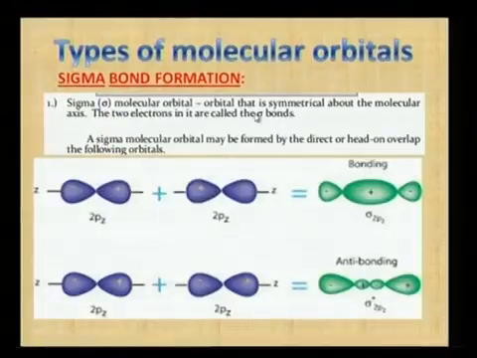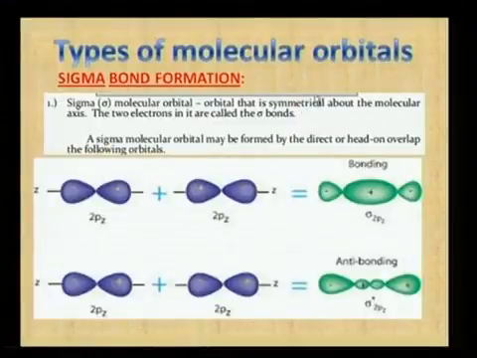A sigma molecular orbital is an orbital that is symmetrical around the molecular axis. The two electrons in it are called sigma bonds. A sigma molecular orbital may be formed by the direct or head-on overlapping.